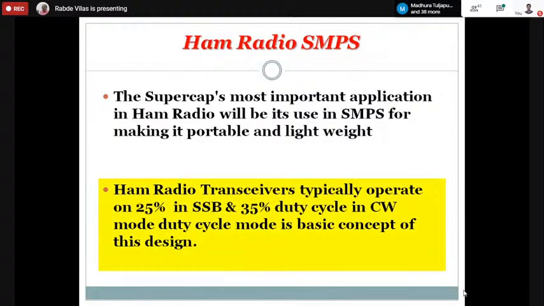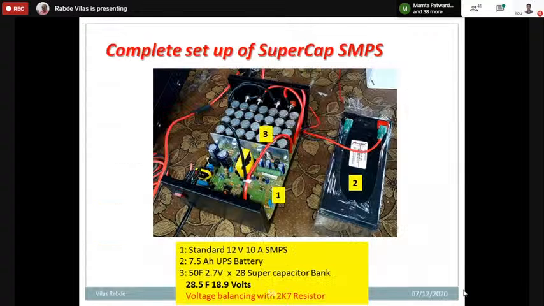Military transceivers specifically operate at 25% duty cycle in single sideband mode and 35% duty cycle in Morse code mode. This concept was followed in the design. If you see, 50% is the bank of supercapacitors. There are about 50 farad, 2.7 V capacitors, 25 of them, which make a bank of 28.5 farad at 18.9 volt. Voltage balancing is done using a 2.7K resistor.